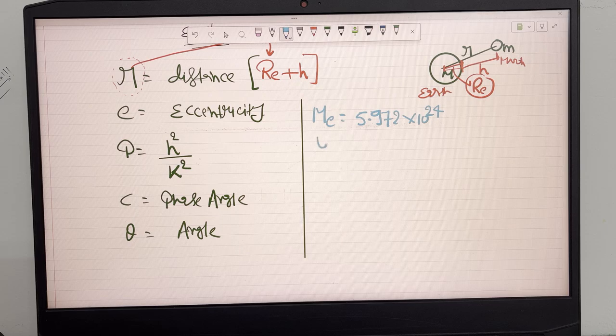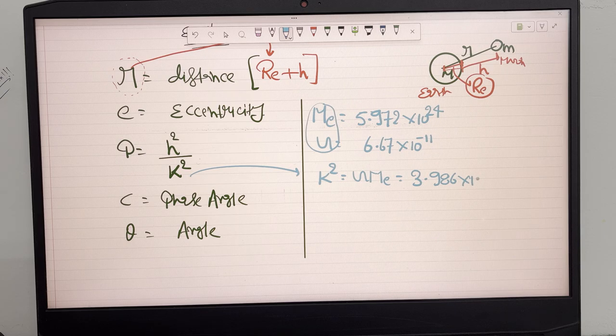What is G? G is your gravitational constant, which is 6.67 into 10 to the power minus 11. Now what is this k? What is this k square? K square is nothing but the multiplication of these two, G M e, which comes as 3.986 into 10 to the power 14.